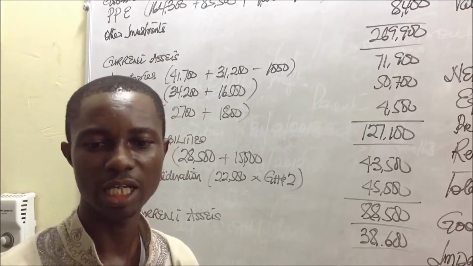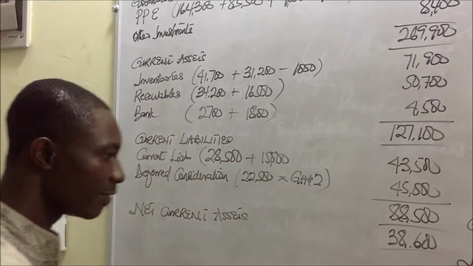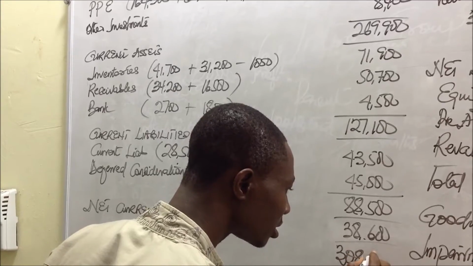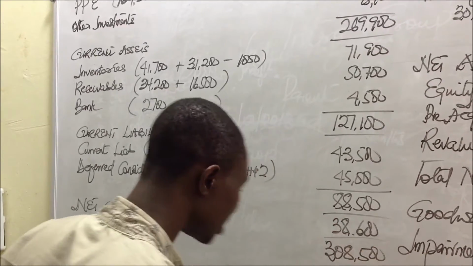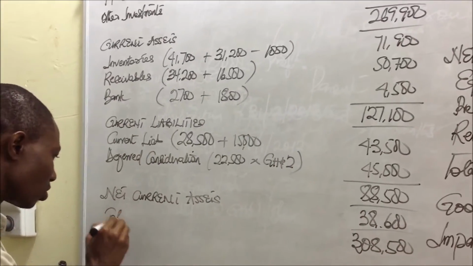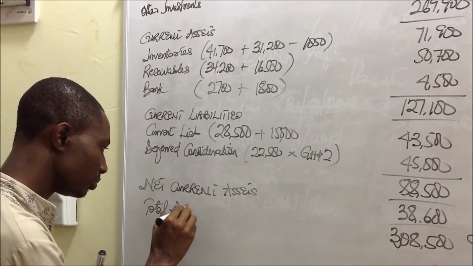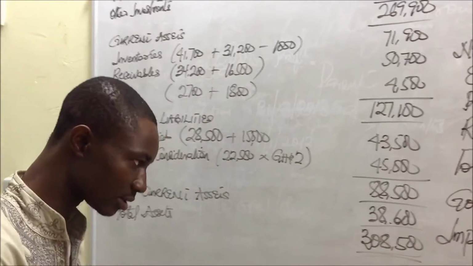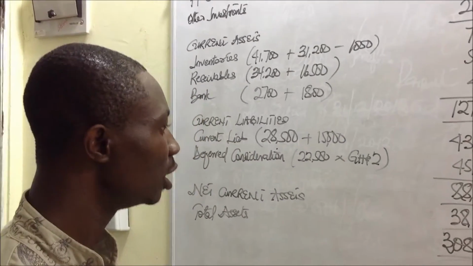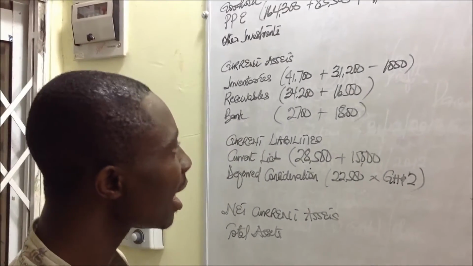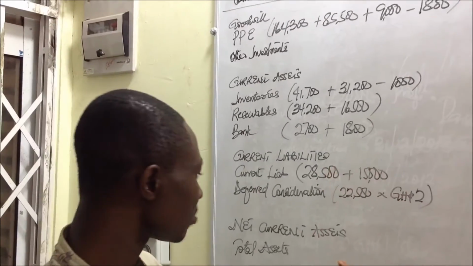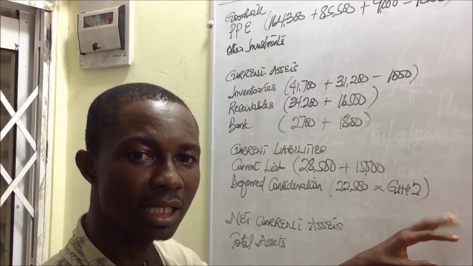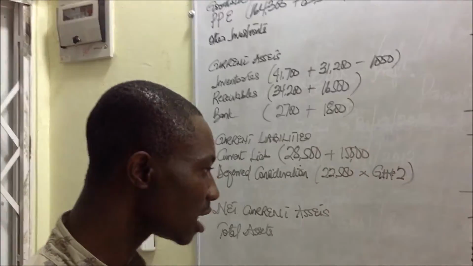So when we put the two together, we have 308,500, and that is my, let me just call it my total assets or my net assets, or however you want to call it. So currently I have considered all my assets plus my current liabilities. So I'm left with my capital, surpluses, and then my long-term liabilities.